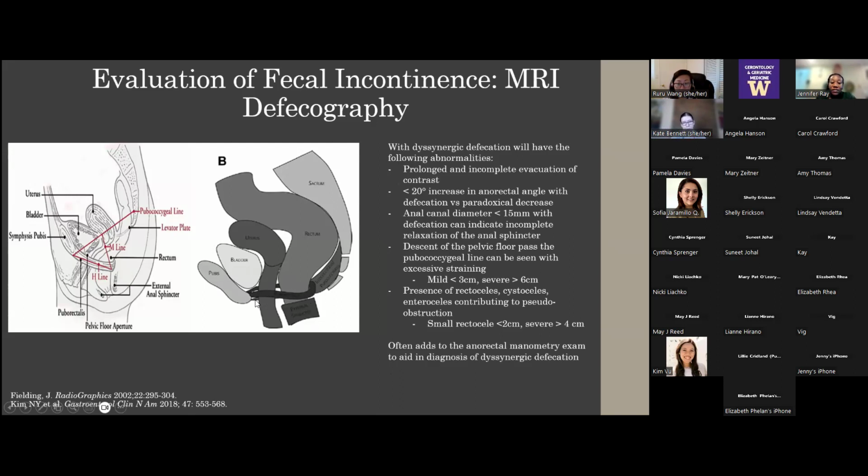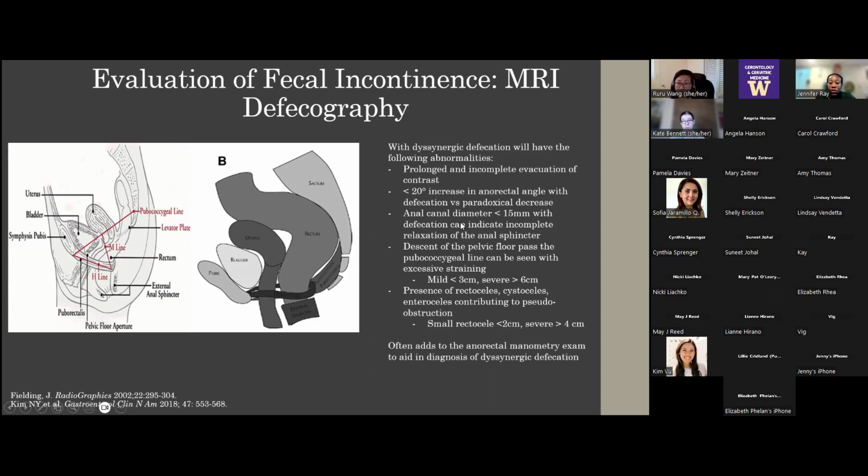And when you relax, the pelvic floor is supposed to relax, and this anorectal angle is supposed to get straighter to allow stool to go through. So if you see less than a 20% change in that, or a paradoxical decrease, that's abnormal.